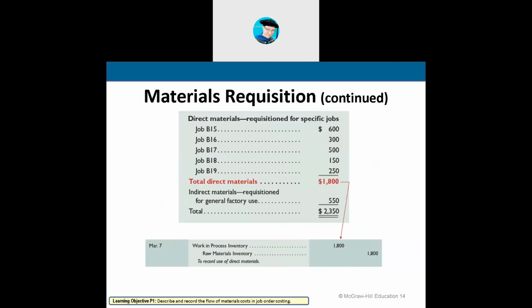The way we do it is we total up all of the individual jobs that requested raw materials. We get the total raw materials amount, in this example, $1,800, and we make a journal entry. We call this an adjusting journal entry. You remember this from Principles of Accounting 1, I hope. We debit work in process inventory, and we credit raw materials inventory. What this shows is the use of direct materials.